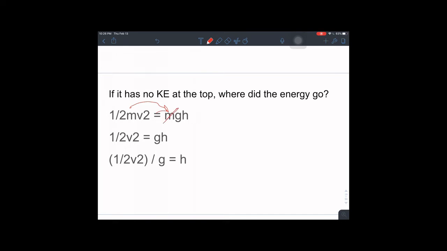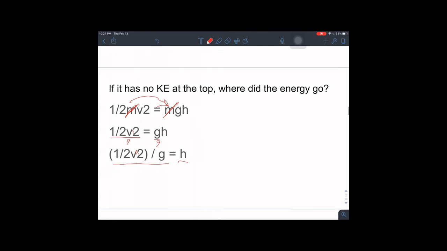How high did it go? We can simply cross out mass on both sides, divide by g on both sides. Again, this should be v squared and v squared. And we see h is simply equal to 1/2 v squared over g. Notice that mass is not a variable here. Any mass launched straight up at the same speed will reach the same height, ignoring friction.